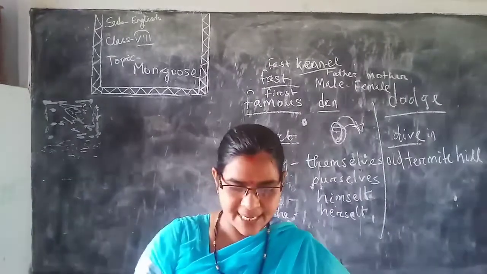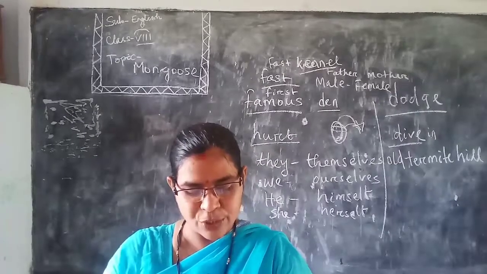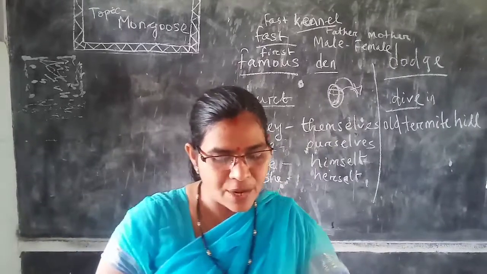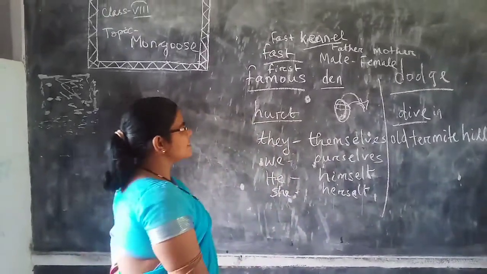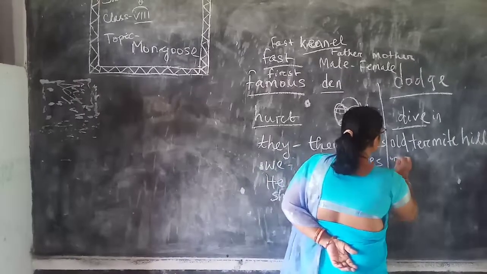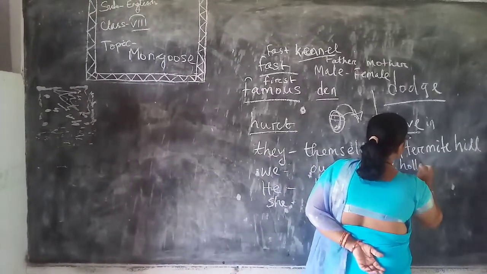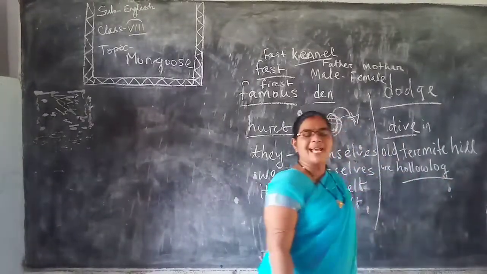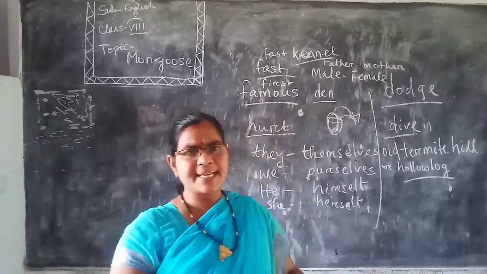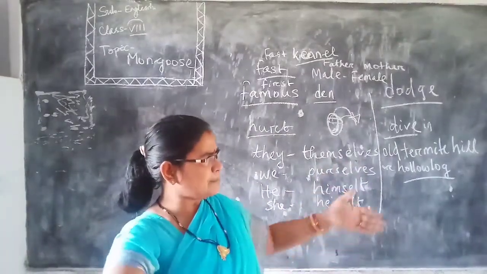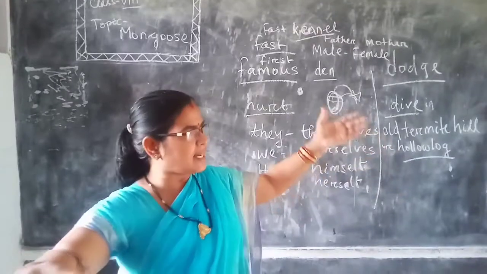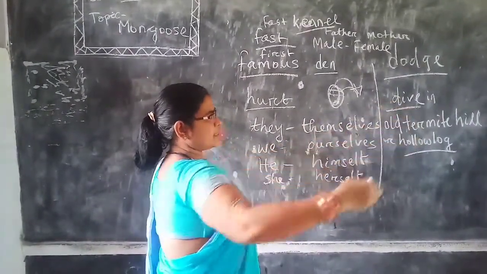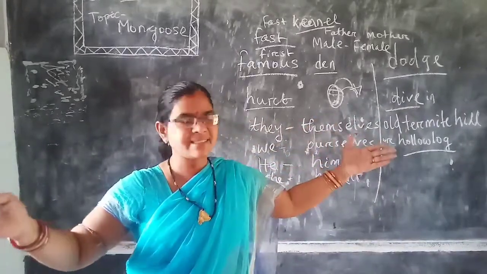So where are they built? They are raised by the whole group in a den made inside an old termite hill or hollow log. Another word is there: hollow log. Have you got this word? Log, you know? You cut the trees. The big tree is cut. Then you get the log by cutting the tree, the bulky part. The bulky part is the log.